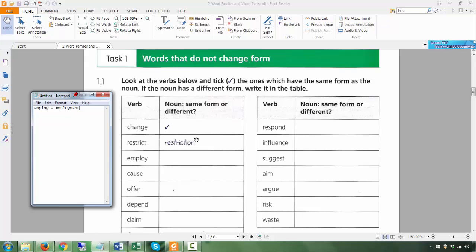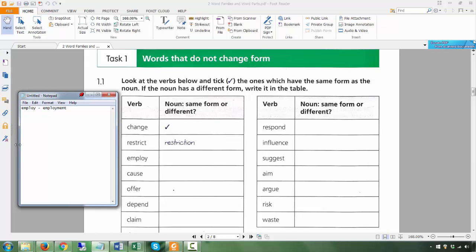Now be careful here, because here employment is the idea, right? The abstract idea. Of course, you can also talk about employer and employee, but that's the person. Okay, so employment is the correct answer. That's really the abstract idea. Cause, it is also cause, so just put a tick. Offer, it is also offer, so you can put a tick.